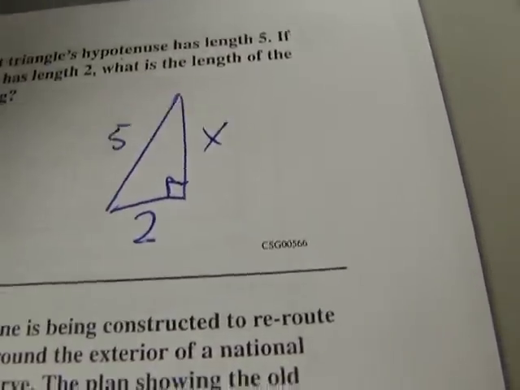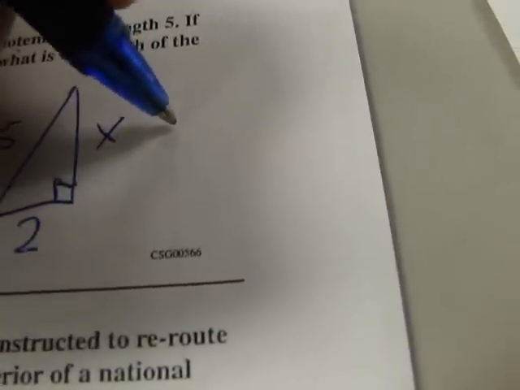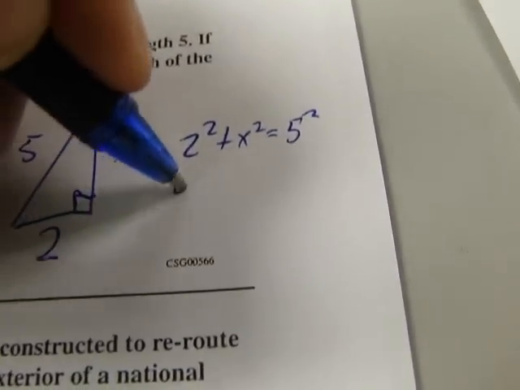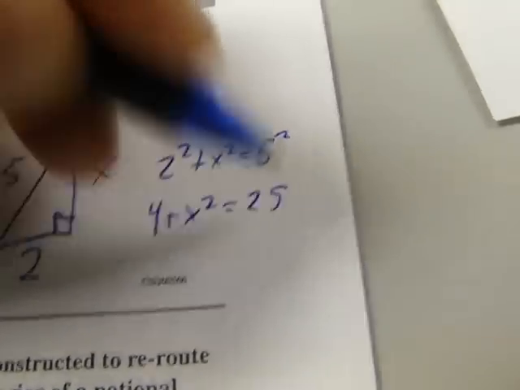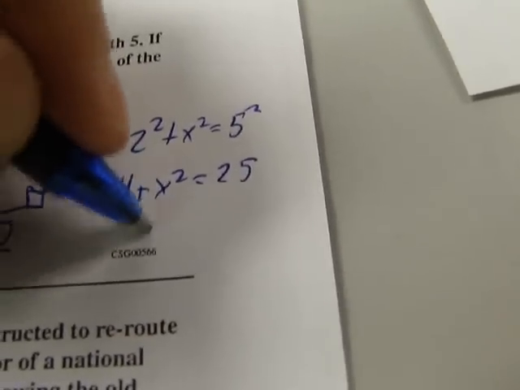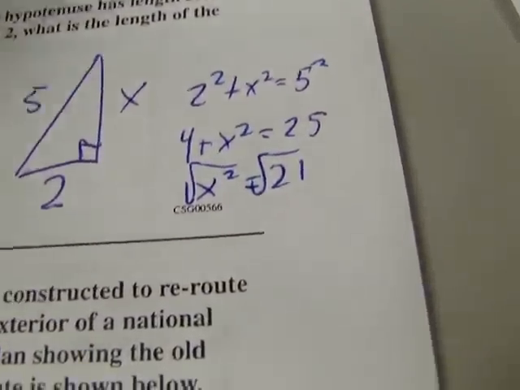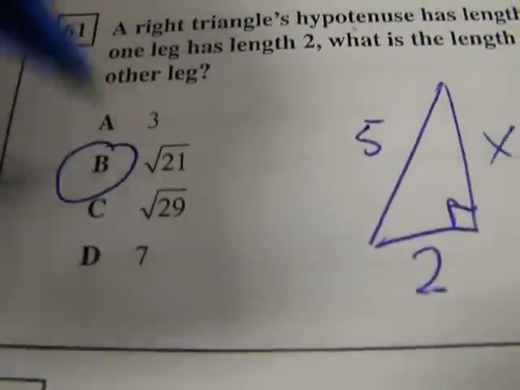So clearly, if it's a right triangle, this is a Pythagorean theorem problem. So what we've got is 2 squared plus x squared equals 5 squared. That's 4 plus x squared equals 25. We subtract 4 from both sides. We get x squared equals 21. We take the square root of both sides, and x is the square root of 21, which can't be broken down, so we keep it.